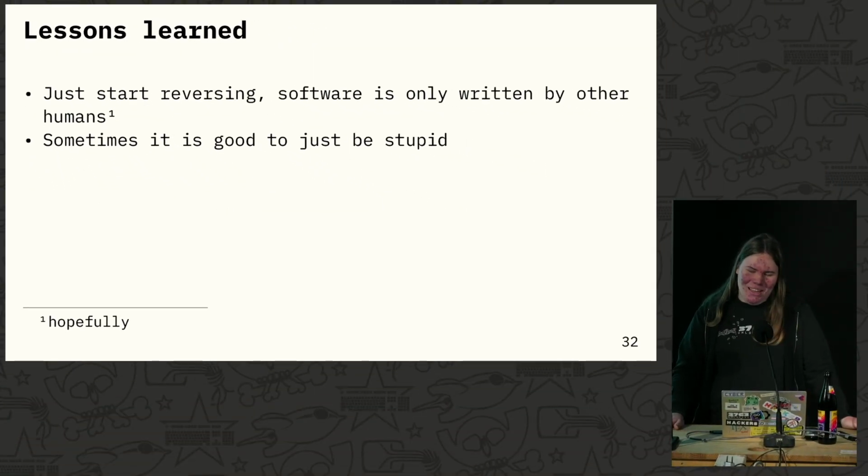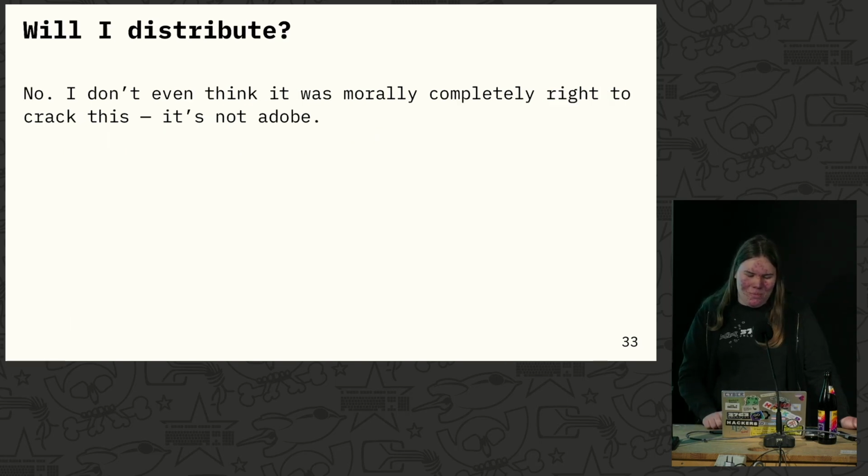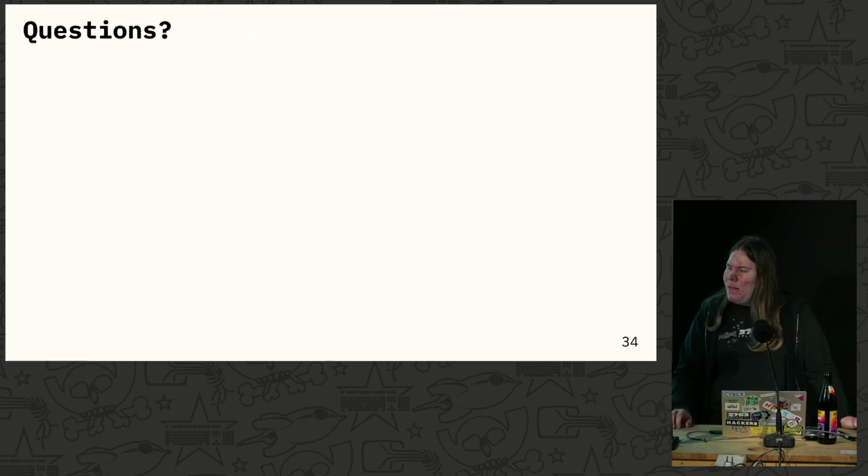But yeah, okay. There's a few things I learned, and I would like for people to know. Reverse engineering binaries is not that hard. You can kind of just try and be dumb. Software is only written by other humans. Asterisk. Sometimes it's good to just go a stupid way. Yeah. I won't distribute this because, I don't know, it's not Adobe or something, and I also don't want to get into legal trouble. But still a very interesting thing in my mind.